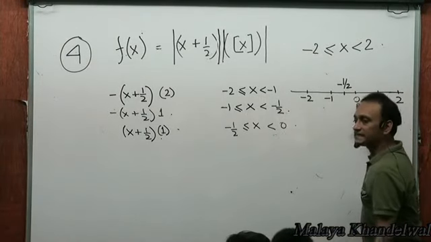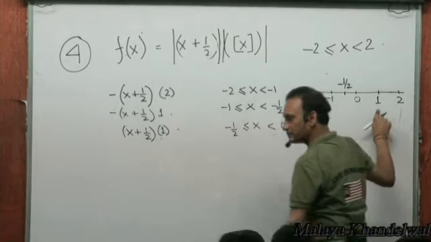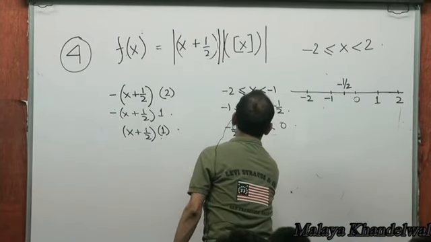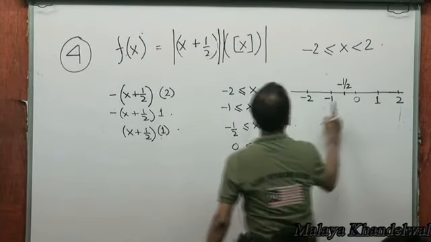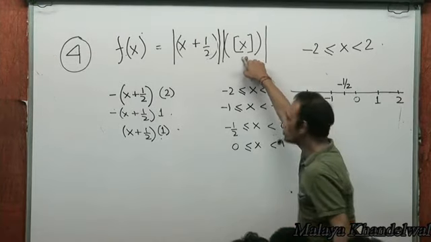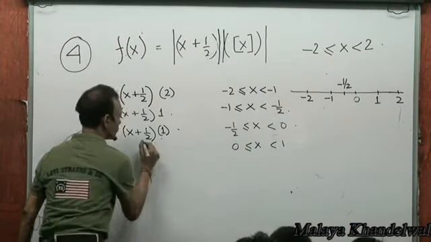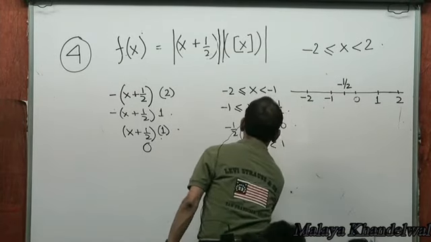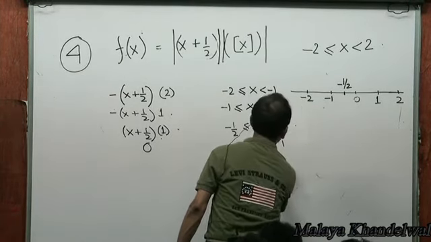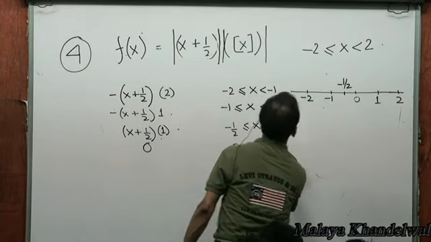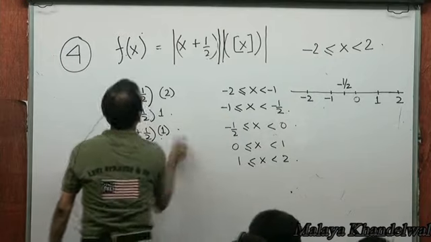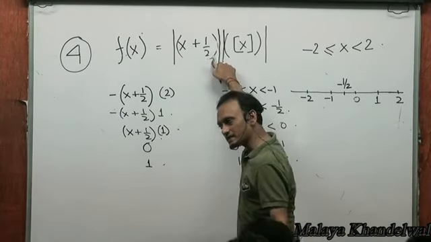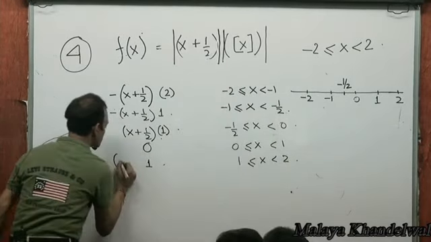And then x greater than or equal to 0 but less than 1, box x will anyways be 0. So this will turn out to be 0. For x greater than or equal to 1 but less than 2, box x will be 1 and mod of x plus half will be x plus half because x plus half is positive.